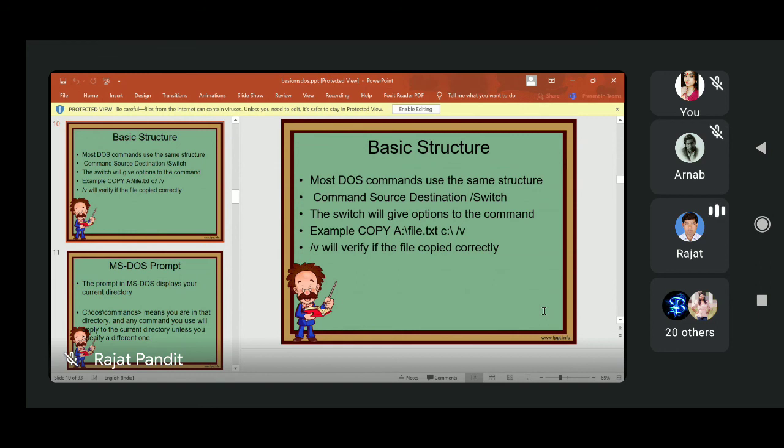Now in DOS, the same thing can be done. Suppose you want to copy a file from drive A to drive C under some subdirectory. How can you copy? Here you have to write the command. Just write A colon, which means the source location, then slash file.txt. So this is the source file location, and then you have to write where you want to copy it. Then C colon slash, and then slash v. So this is basically where you want to copy it. Slash v will verify that the file is copied correctly.